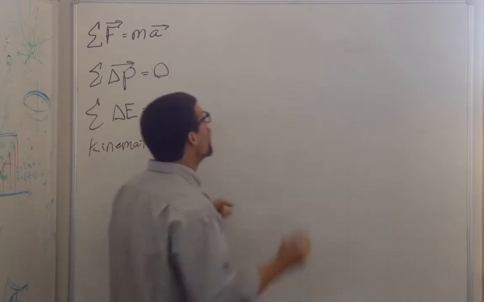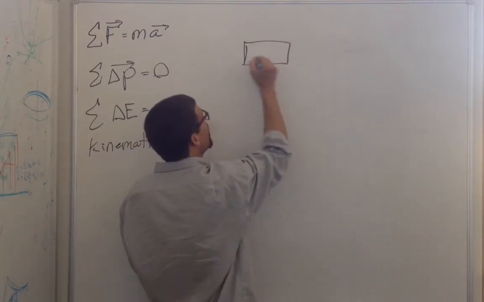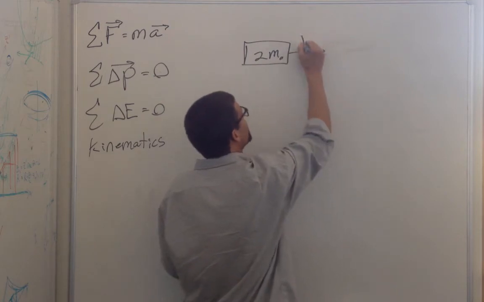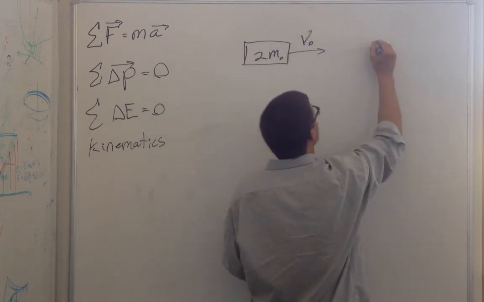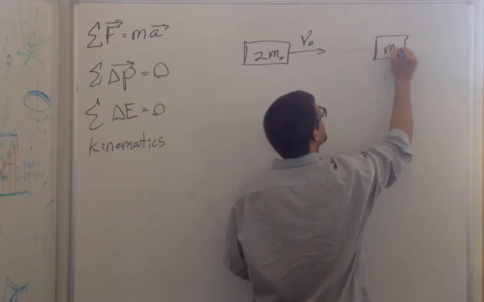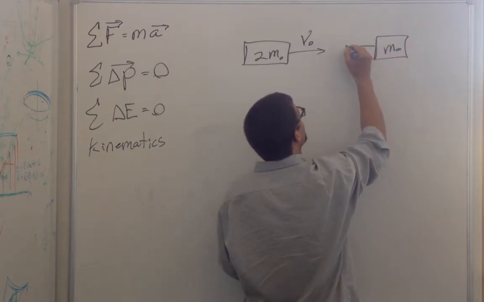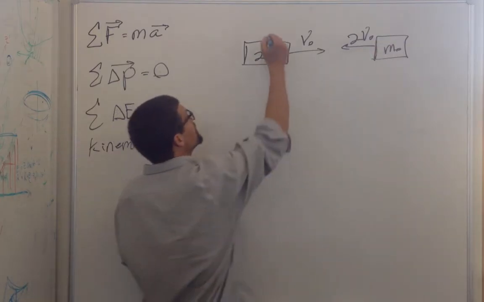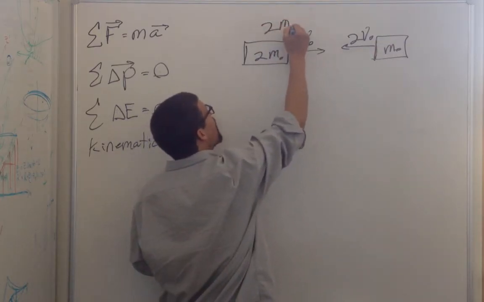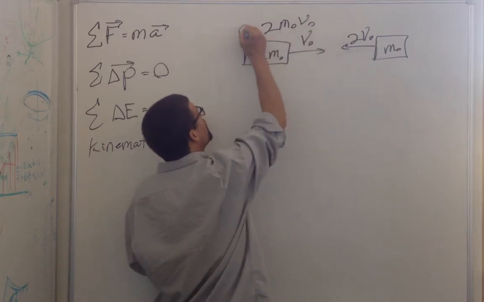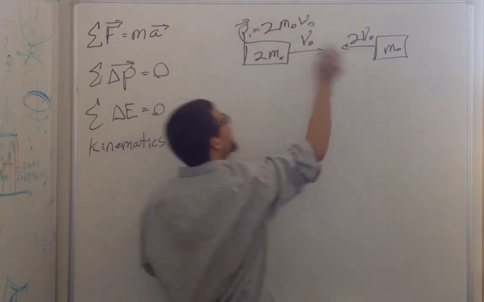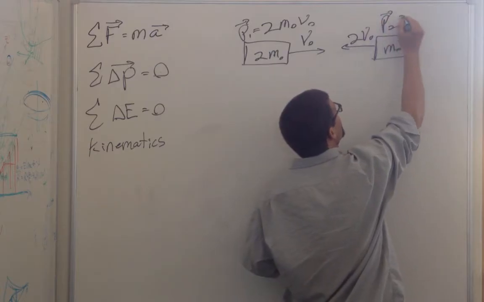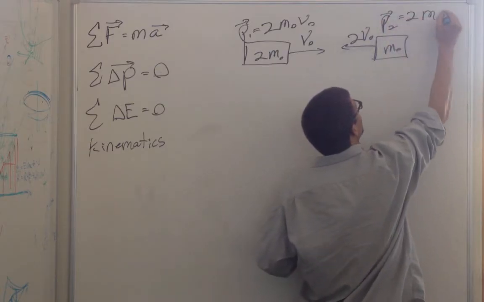So for momentum, remember when I had a mass of 2m moving at a velocity of v0, and it collided with a mass of m0 moving with a velocity of 2v0. We calculated the momentum, and this one was 2 m naught v naught. Let's call this momentum 1 in this direction, and this was momentum 2, 2 m naught v naught.